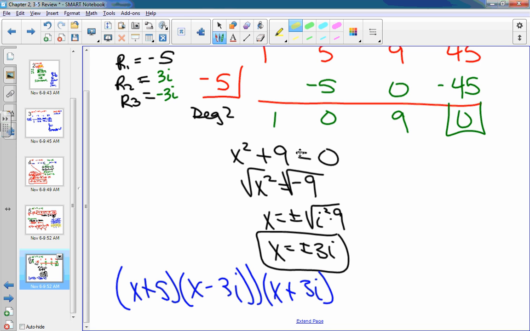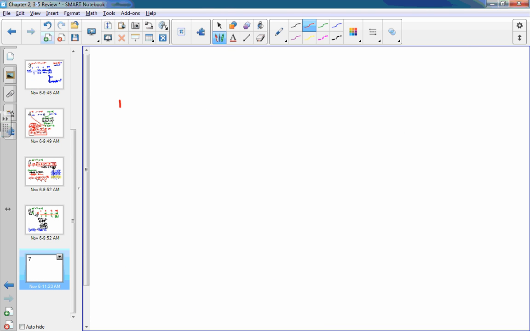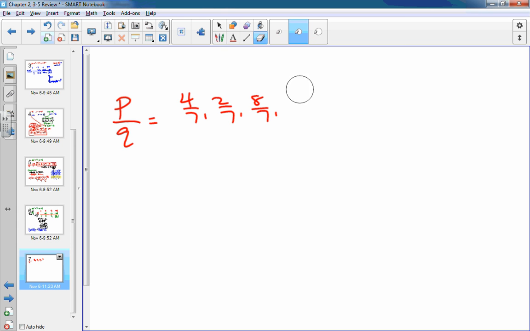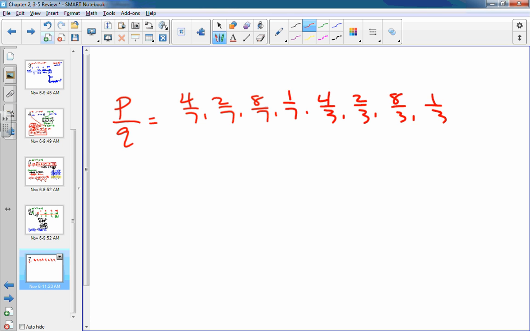Yes. Now, does someone have the complete list of your P over Q values? Does somebody have them? Can I see, please? Thank you. The complete list of P over Q is going to be 4/7, 2/7, 8/7, 1/7, 4/3, 2/3, 8/3, 1/3, 4/21.